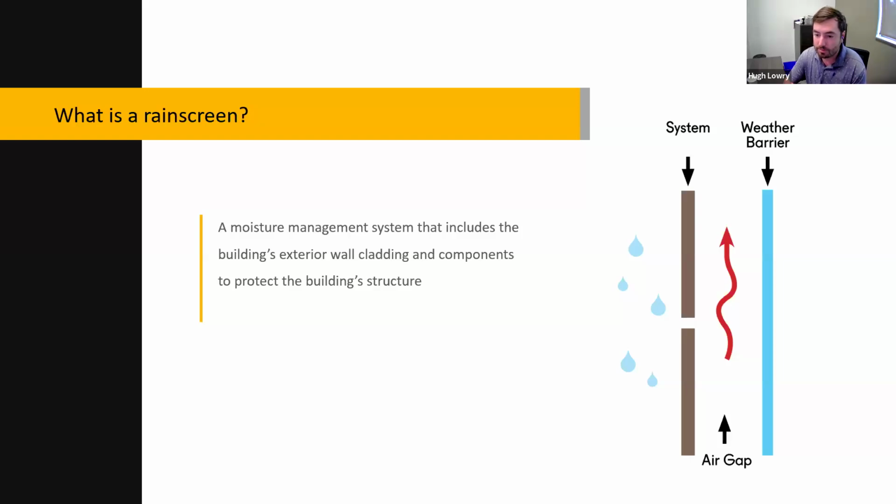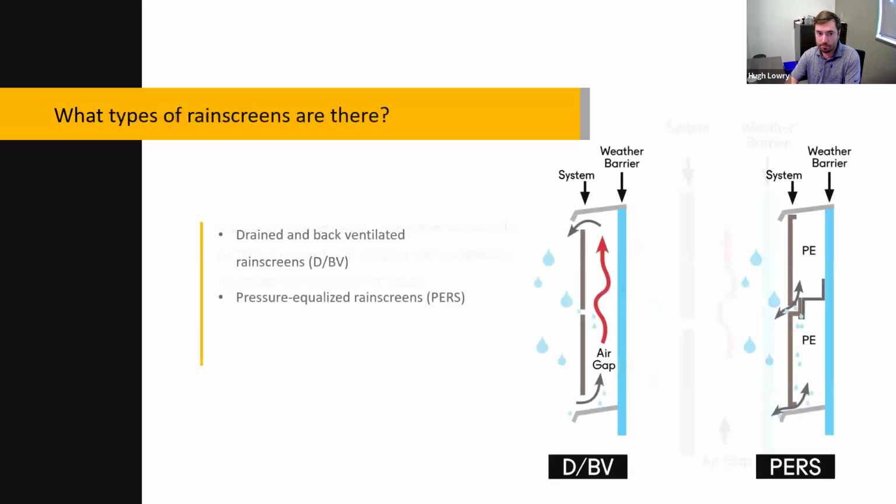In short, a rain screen system lets air into the wall structure as a way of keeping rain and water out. So what kind of rain screens are there? There's two main types: drained and back ventilated, and pressure equalized rain screen systems. They're both rain screens, but they differ in terms of acceptable water penetration allowed with the rain screen. Pressure equalized rain screen systems tend to be more stringent in their requirements for the degree of acceptable water penetration.